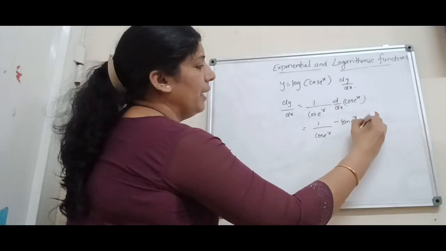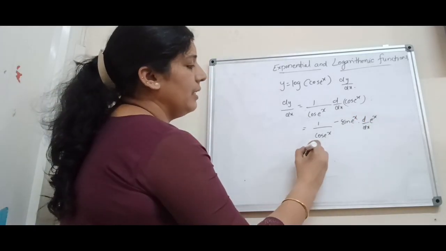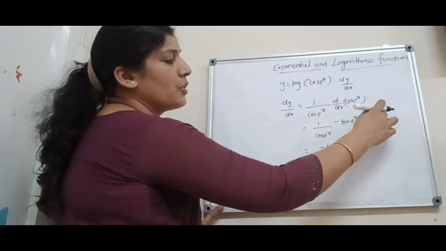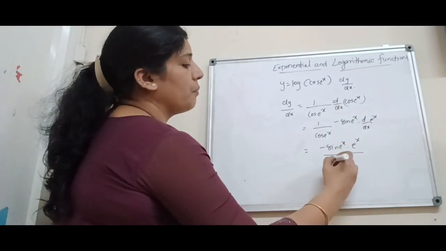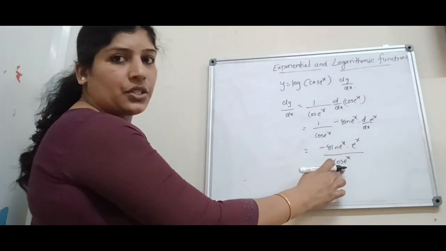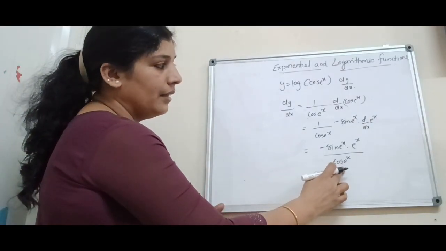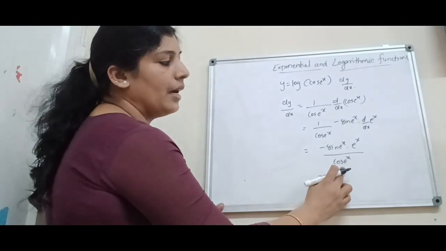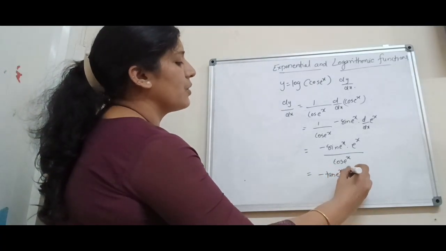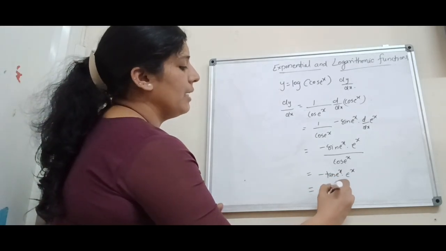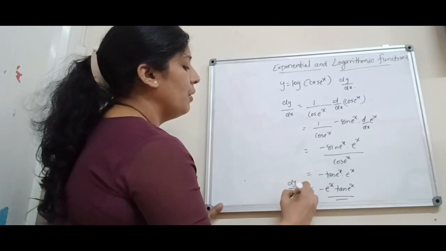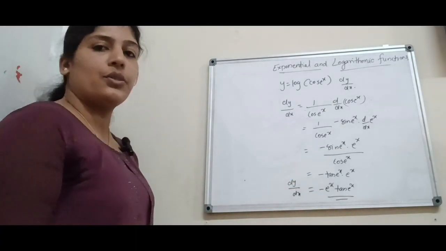Then again d by dx of e raised to x also. That is equal to minus sin e raised to x into d by dx of e raised to x, which is e raised to x, divided by cos e raised to x. Here, sin e raised to x by cos e raised to x is tan e raised to x. That is equal to minus tan e raised to x into e raised to x. That is equal to minus e raised to x into tan e raised to x. Therefore, dy by dx equal to minus e raised to x into tan e raised to x.